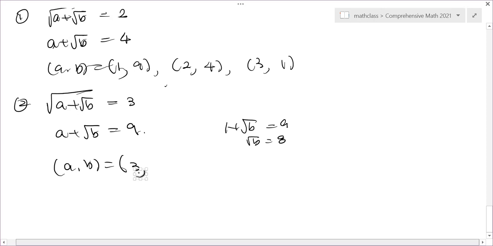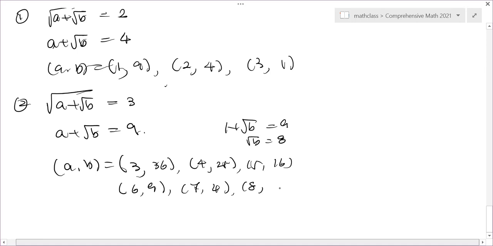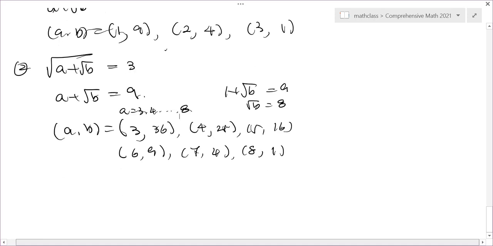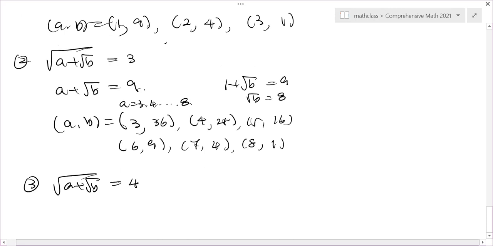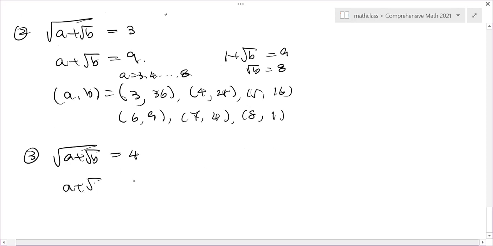When it's 3, B is 36, and when it's 4, it's 25. Then when it's 5, it's 16, when it's 6, it's 9, when it's 7, you get 4, when it's 8, you get 1. Okay, just the same idea. So A starts from 3, 4, all the way to 8. Okay, then you get the solutions for B. And the third one is when the sum equals 4. When it equals 4, there's only one solution here because the sum equals 16.